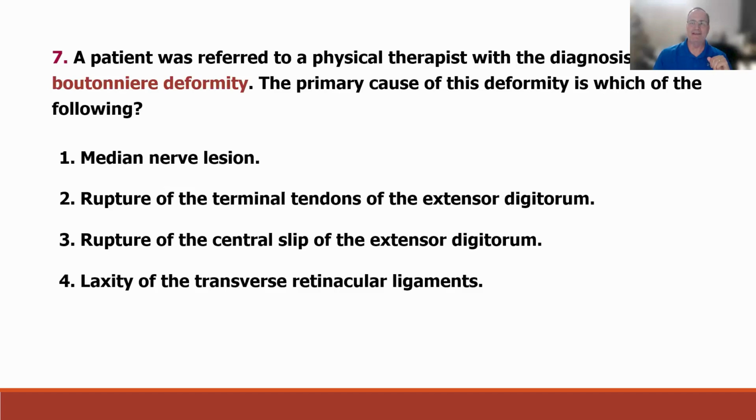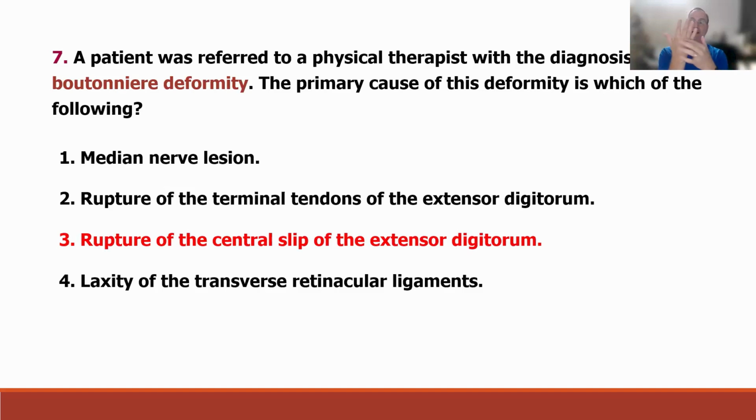The correct answer on this one is going to be number three, which more than 90% of y'all chose. So awesome job on that. A rupture of the central slip of the extensor digitorum is what is involved. Quick review of the anatomy.